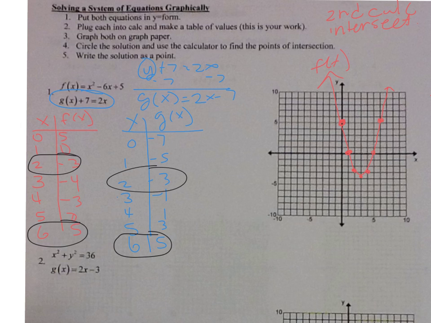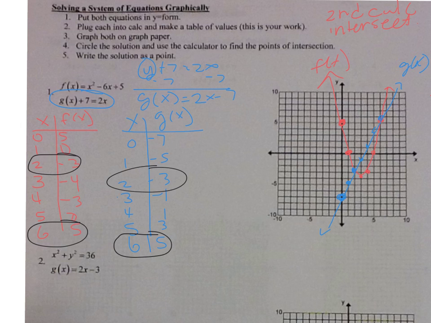Okay, but I want you to graph it so that I can tell you how to get it on your graphing calculator too. So plot the points. We have 0, negative 7, 1, negative 5, and so on. So just plot your points. Okay, use a straight edge to connect them. Make sure you label that g of x.